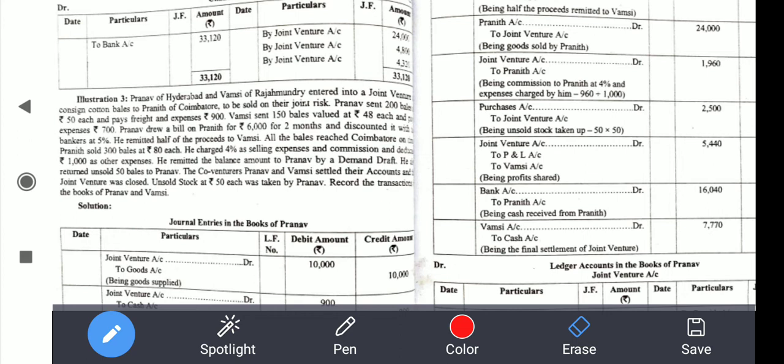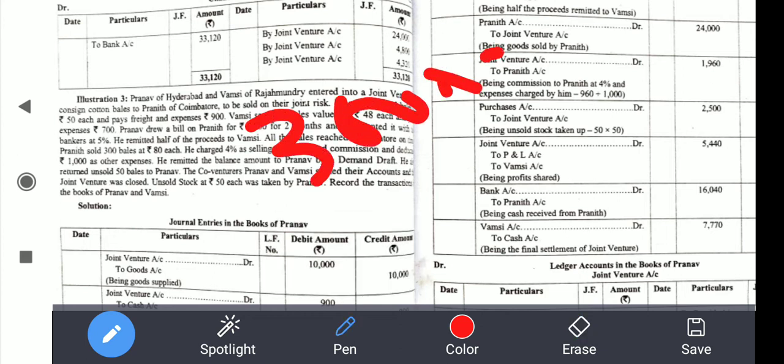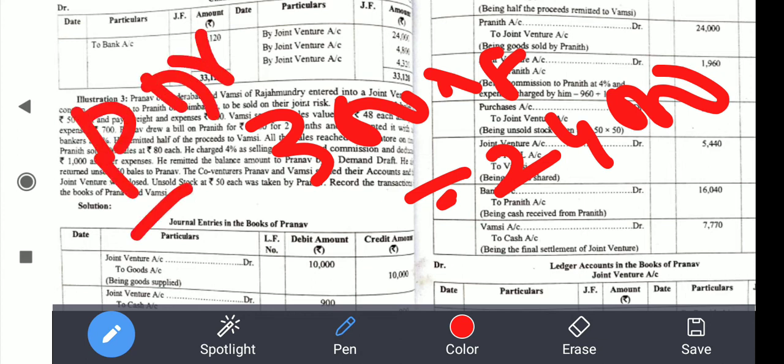Next, Pranith sold 300 bales at 80 each. So 300 into 80, that is 24,000, the total sales amount. What is the general entry? Pranith Account debit to Joint Venture Account, the sales amount 24,000, being goods sold by Pranith.